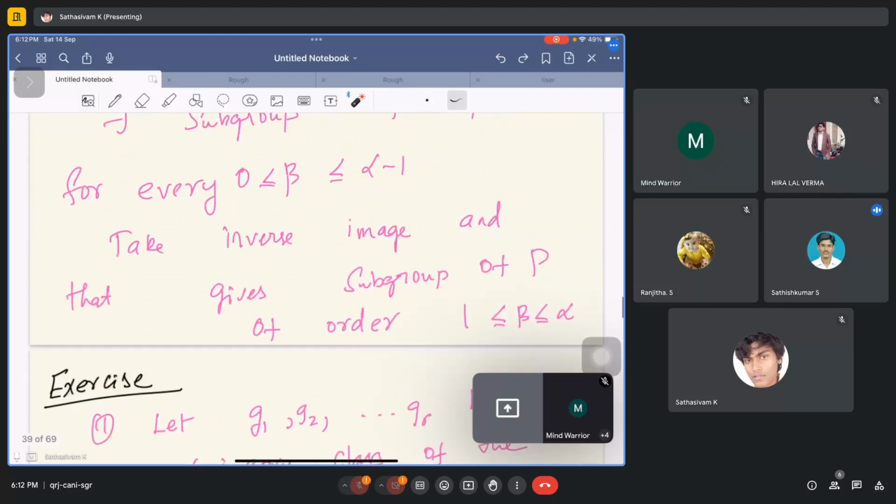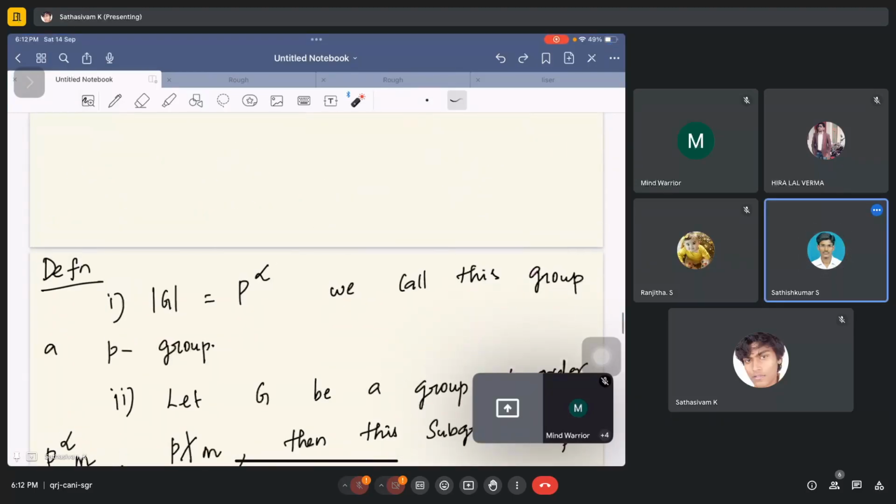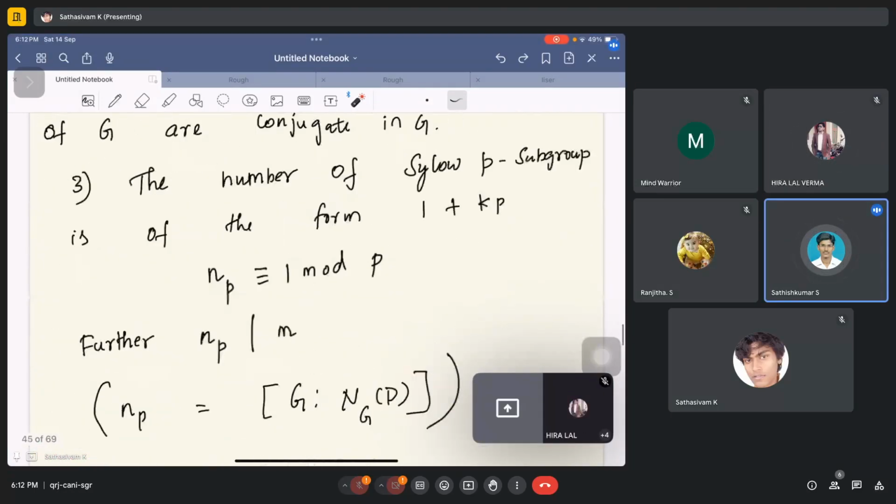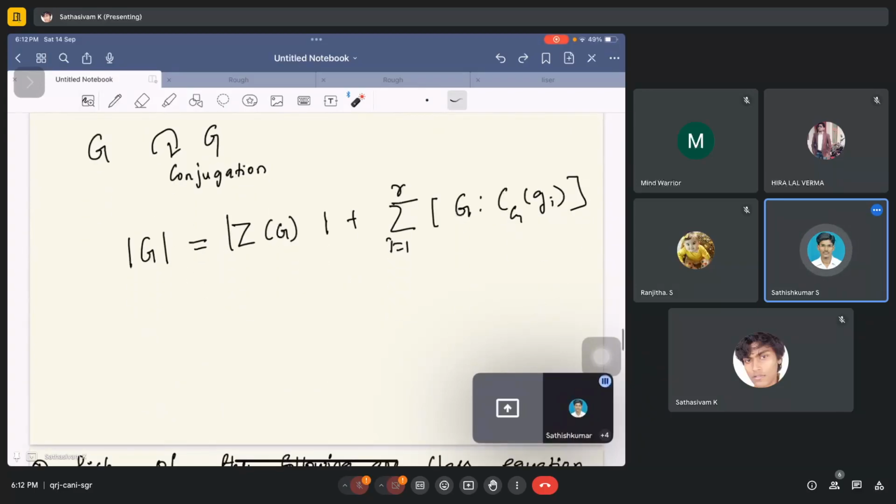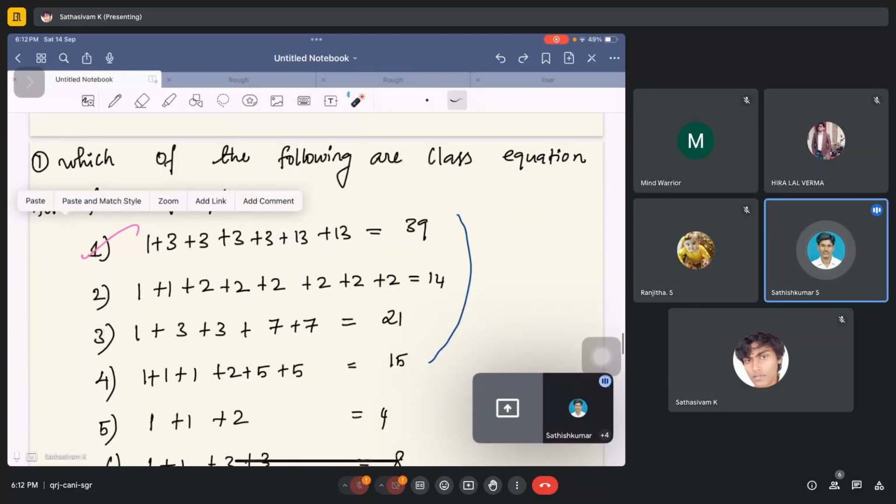Excuse me, sir. Yeah. Small doubt, sir. A group of order 15 is cyclic, no, sir? Yeah, it is cyclic. Yes. That means in the class equation it should come 1 plus 1 plus, all are 1 only, no, sir? Yeah, that is true. That is true.